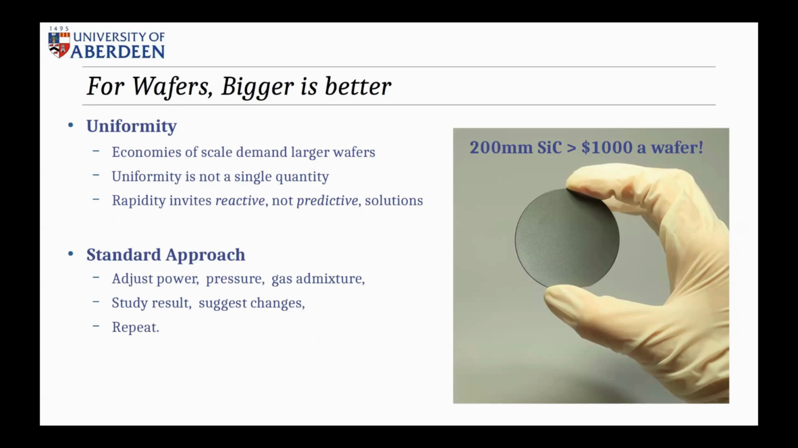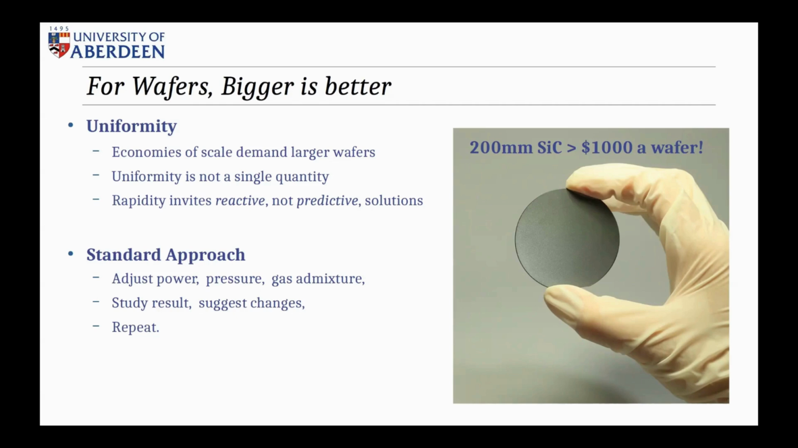The standard approach for developing a recipe would be simply to adjust your power, your pressure, your gas admixture, your processing time, process your wafer, study the results, suggest changes, repeat, and keep doing this iteratively until you get a recipe that works. This is fine if you're working with silicon wafers that are tens to hundreds of dollars. But if you're talking about increasing wafer sizes of expensive materials like silicon carbide, indium phosphide, and gallium nitride, which are layered onto silicon, which makes them even more expensive, you're talking thousands, if not tens of thousands of dollars a wafer.